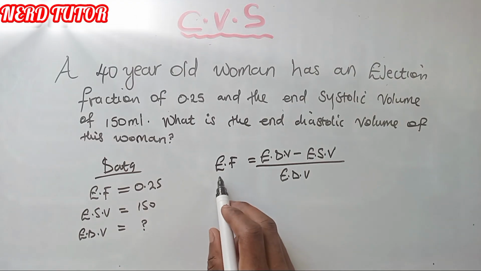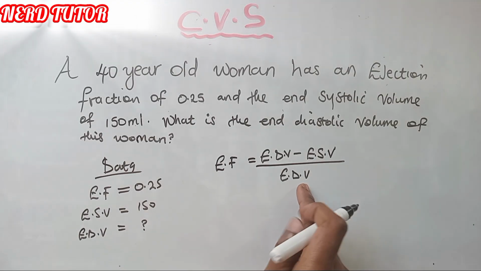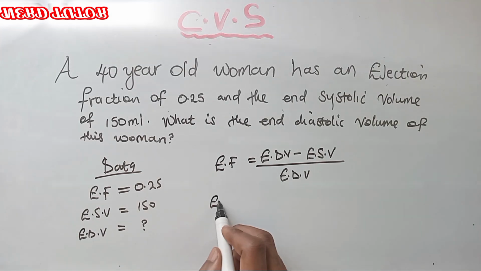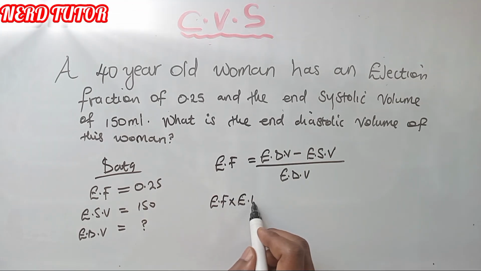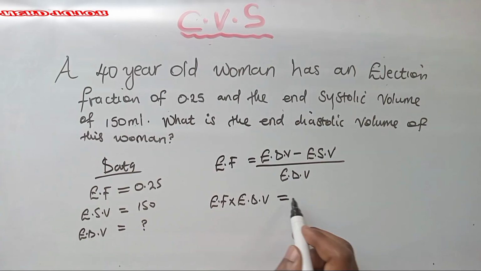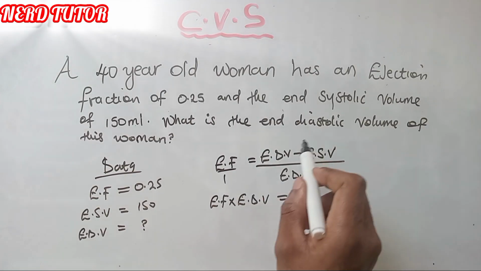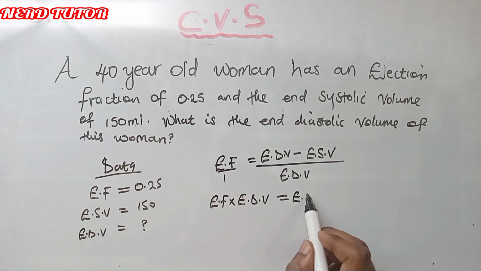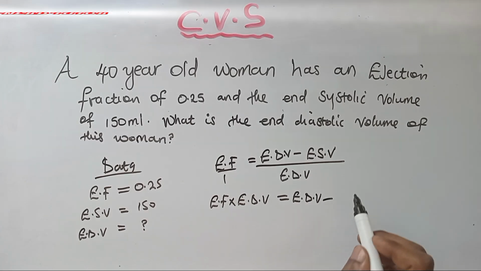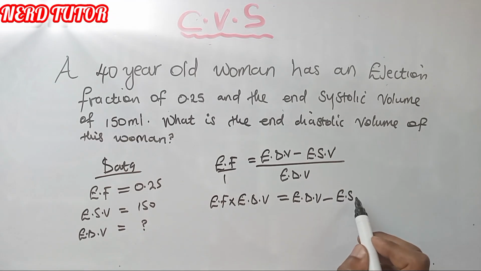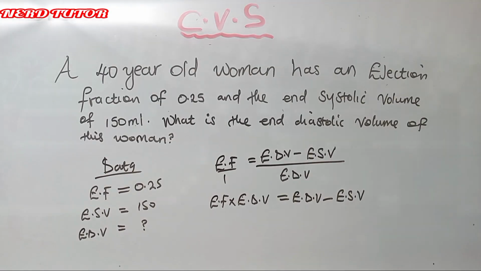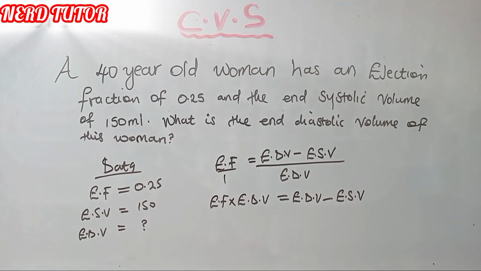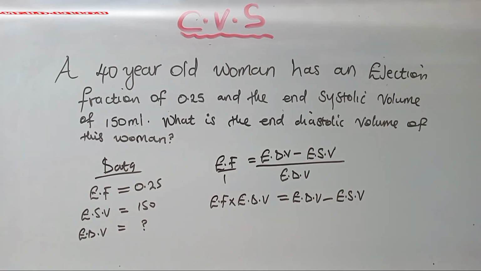So we're going to say ejection fraction multiplied by the end diastolic volume is equal to, if we multiply this side as well, end diastolic volume minus the end systolic volume. So this is now what we have here. From here, we want to make the end diastolic volume the subject of the formula.